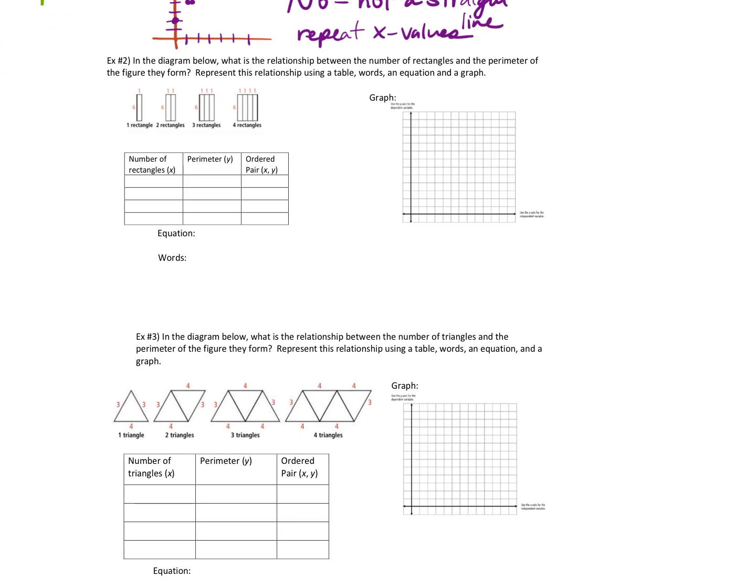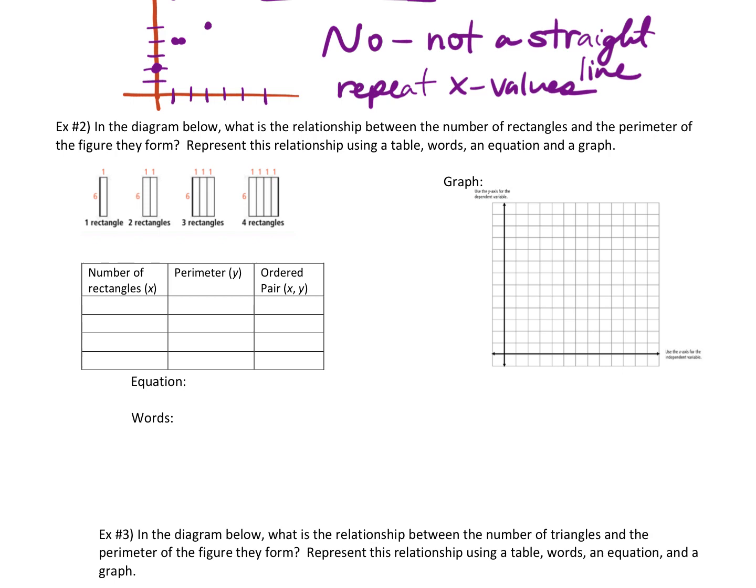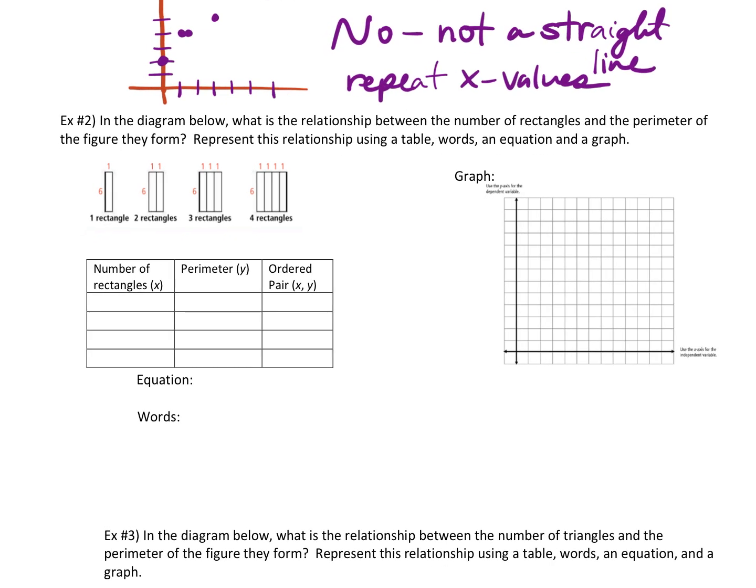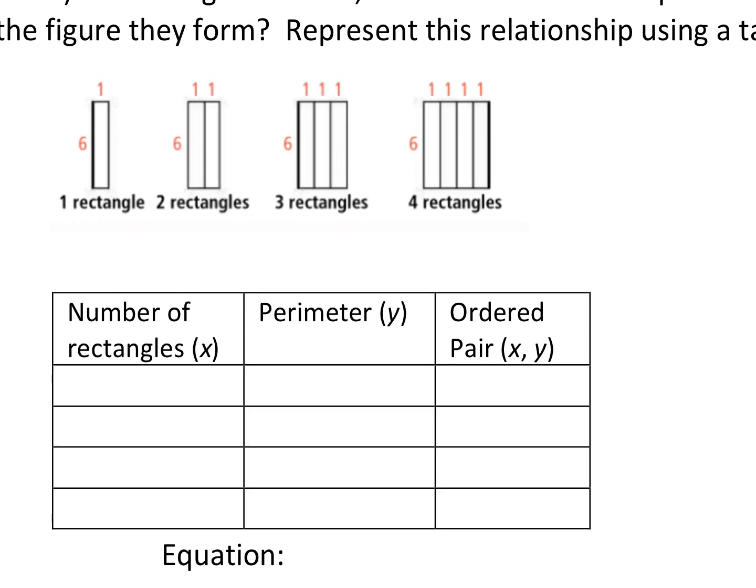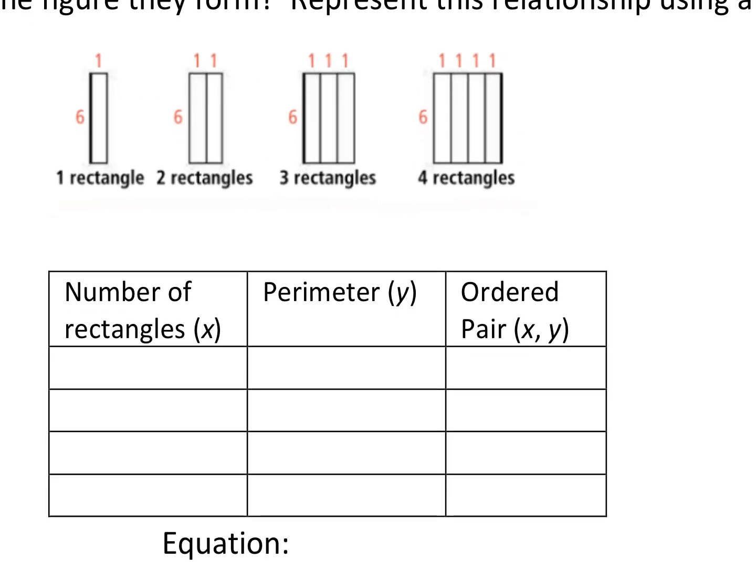Okay, so here's where we get into the heart of what you're going to do with this. In the diagram, what is the relationship between the number of rectangles and the perimeter of the figure they form? Represent the relationship using a table, words, and a graph, okay? Now, it's kind of up to you to come up with what is happening here. And I think laying out a table helps you to see that a lot.